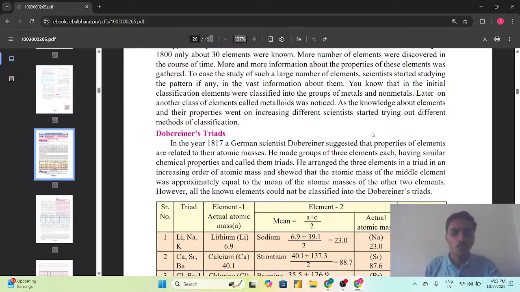तो उन्होंने क्या किया कि तीन तीन एलिमेंट्स के ग्रुप्स बनाए, जिसको उन्होंने ट्रायड बोला. और उन्होंने क्या किया कि इंक्रीजिंग ऑर्डर में जो एटॉमिक मासेस हैं वो लिए, और जो दो एक्सट्रीम एलिमेंट्स हैं उनका सम किया, उनका मीन लिया, और मीन लेके उन्होंने देखा कि क्या वो जो मिडल एलिमेंट है उसका जो एटॉमिक मास है, क्या उससे मैच करता है. तो इसके हिसाब से उन्होंने तीन तीन एलिमेंट के क्लासिफिकेशन किए.